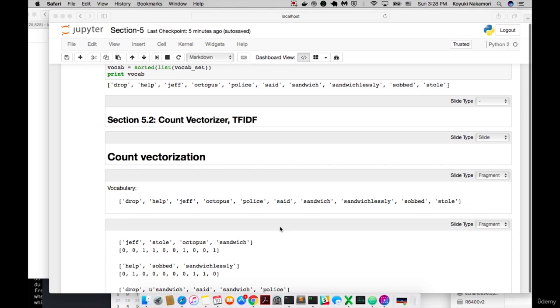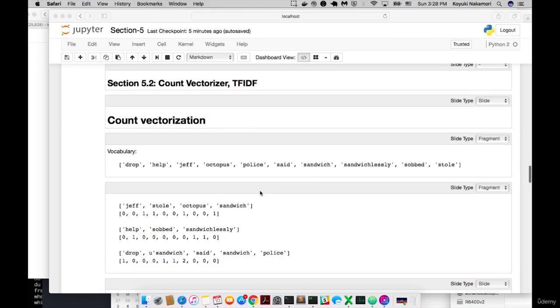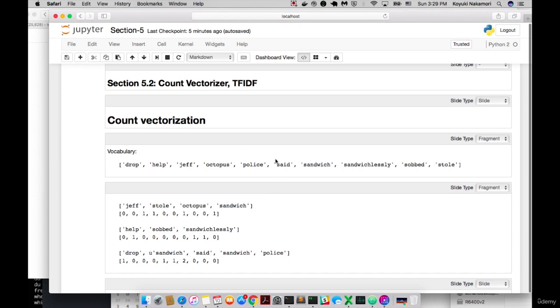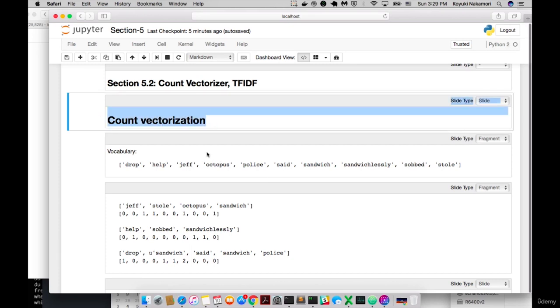Hello everyone. In this section 5.2, we're going to talk about count vectorizer and TF-IDF. So we talk about how we assign some sort of values to words. Now we have all these words organized in this format. One word is a token, but we have to assign some sort of numerical values to it. So let's talk about count vectorizer, word vectorization.